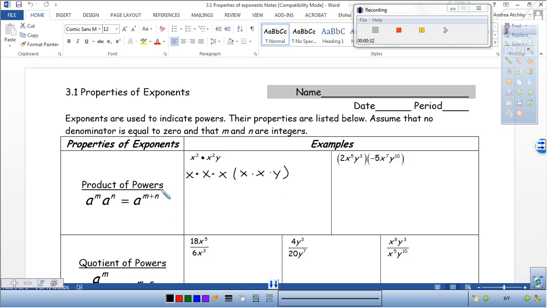When I multiply them, I just find out how many x's do I have? 5. So it's x to the fifth because I'm multiplying x 5 times by itself, and then times y. So you can notice the rule is just when you multiply things with the same base, you simply add their exponents. x cubed times x squared would have been x to the 3 plus 2 power, which is 5. Which is what we're going to do here.